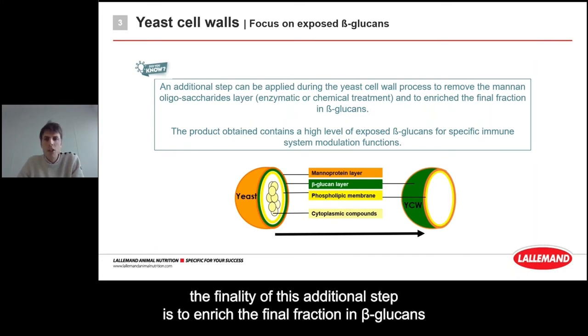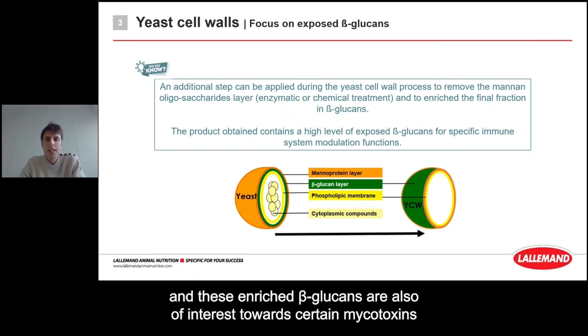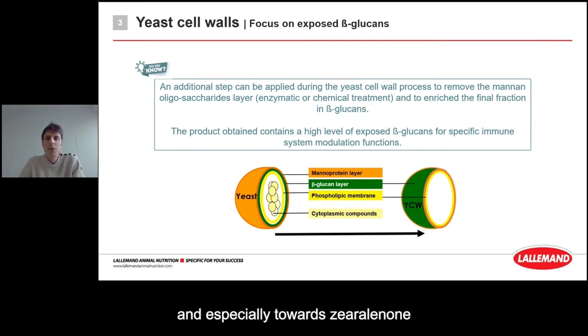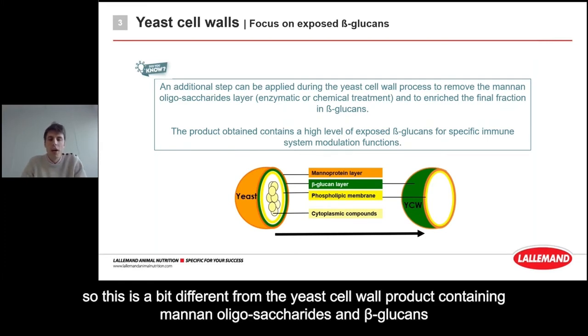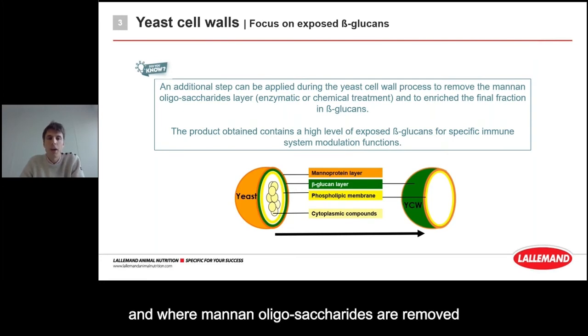The finality of this additional step is to enrich the final fraction in beta-glucan. And then the final product obtained contains a high level of exposed beta-glucan for specific immune system modulation functions. And these enriched beta-glucans are also of interest towards certain mycotoxins, especially towards zearalenone. So this is a bit different from the yeast cell wall product containing mannan oligosaccharides and beta-glucan. Here, the process is oriented in order to obtain a product enriched in beta-glucans, where mannan oligosaccharides are removed.